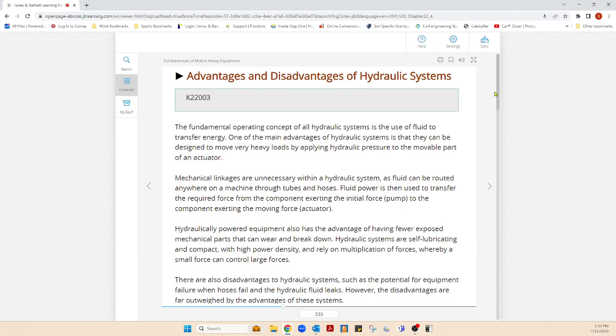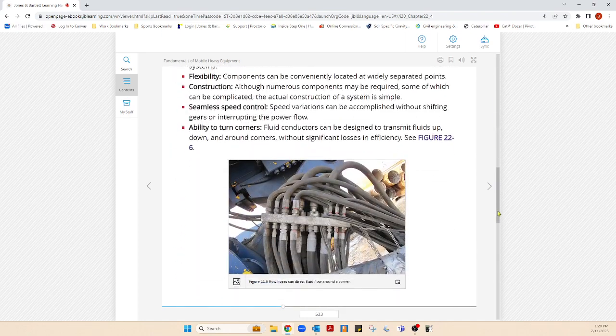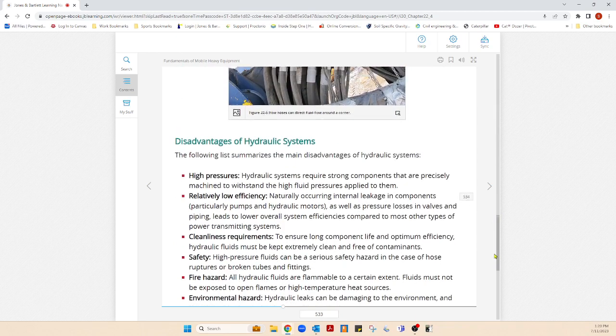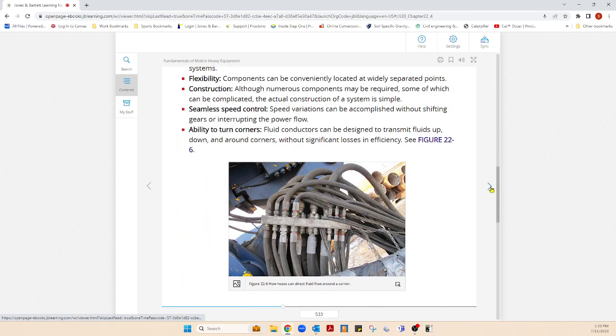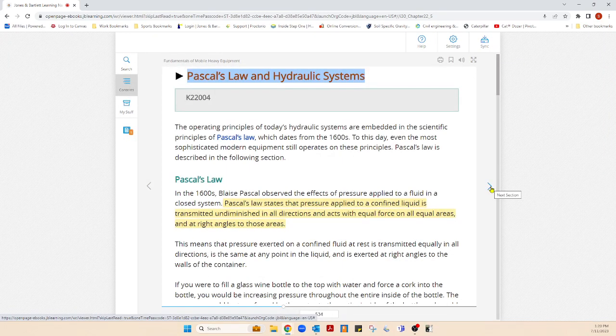The advantages and disadvantages, you can figure those out after you read this. You will understand. You will need to be able to answer it. I think there's a test question relating to that. Back to Pascal's law. Acts with equal force on all equal sides.